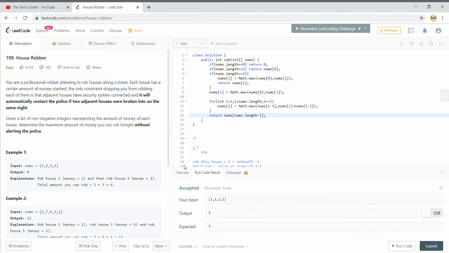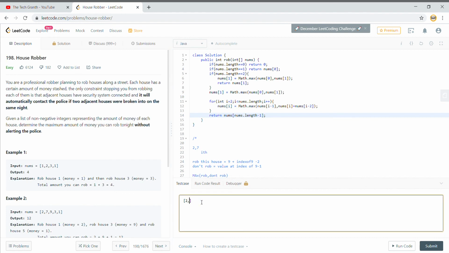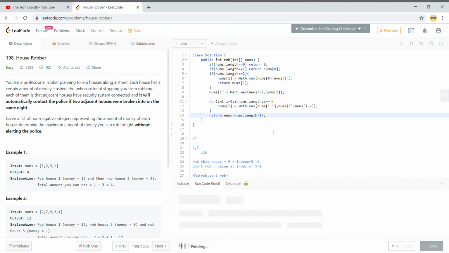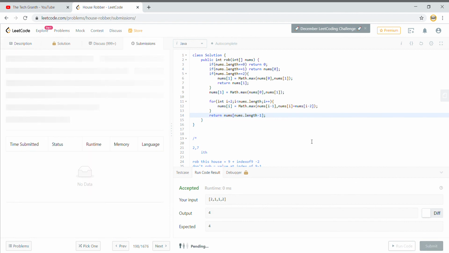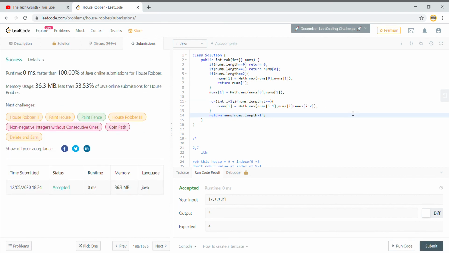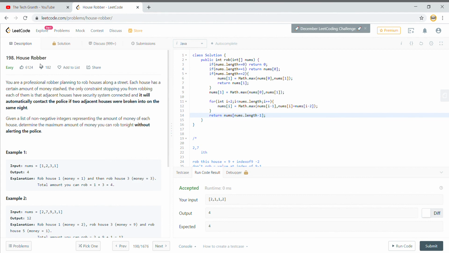So let us try to run this. It is accepted. We'll try to run our case that we were seeing. It's 2 1 1 2, so it should return 4. Looks good. So we'll submit this solution, and it looks good. So this is how we will solve the house robber problem, and this is how we'll apply dynamic programming in any dynamic programming question that we have.